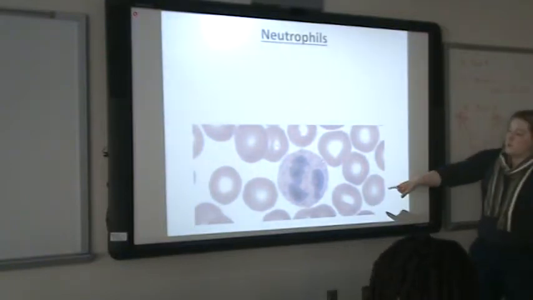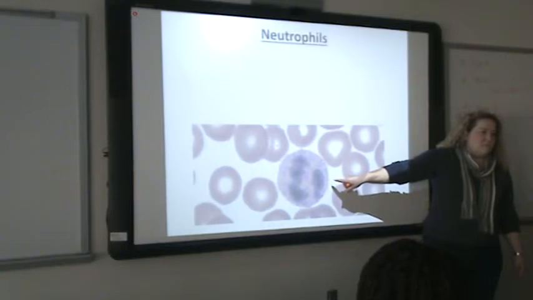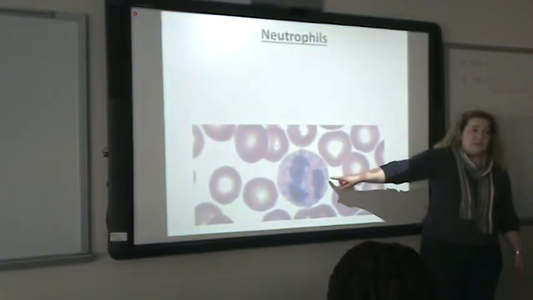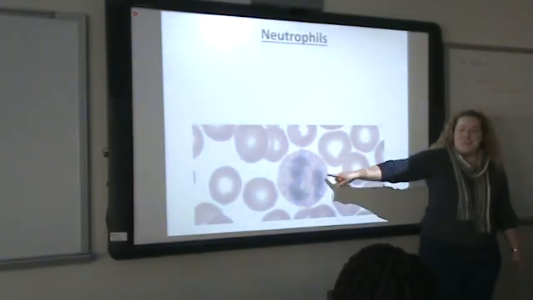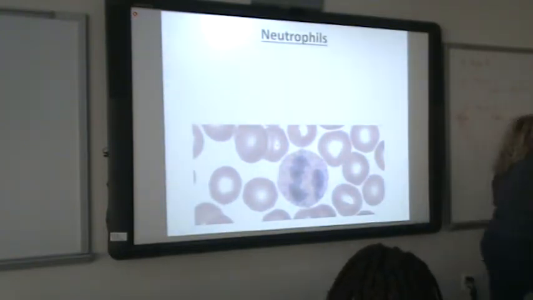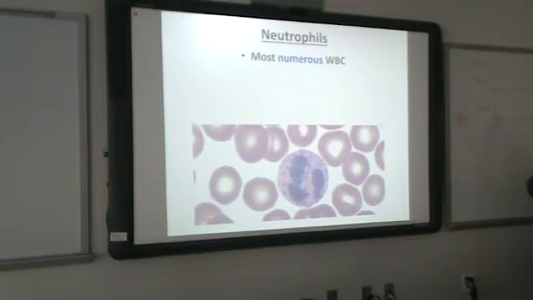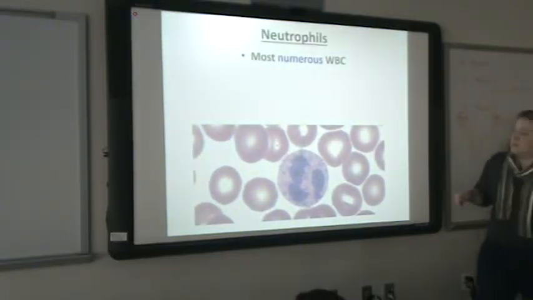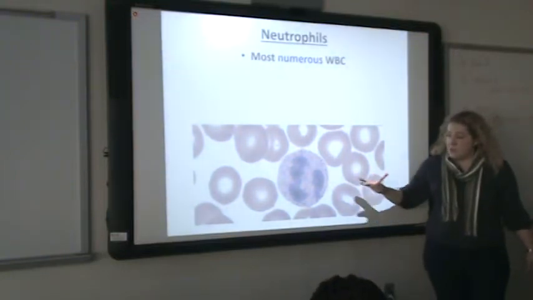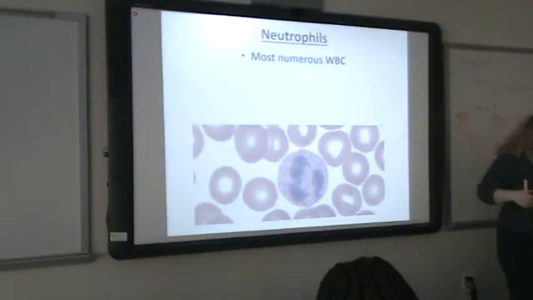And they have a picture below of what the outstanding example is. So when you're in lab, these are your pictures for the outstanding example of, can you find one of these on the slide? This one is a neutrophil. Neutrophils are the most numerous, that goes together. So most white blood cells are neutrophils. They're the biggest group within the white blood cells.